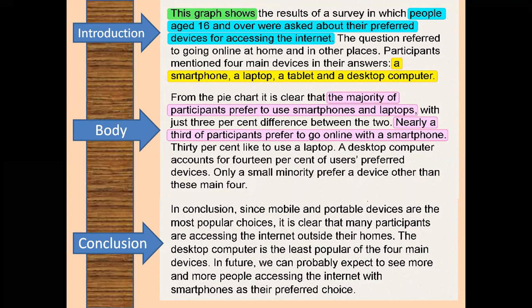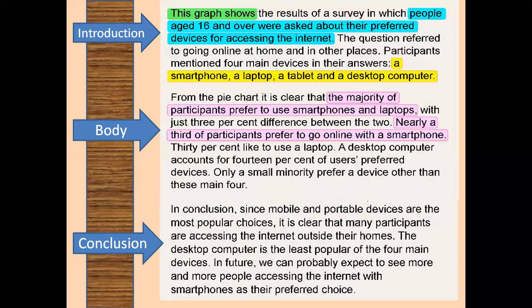Then come to body. In body, first of all, you will individually give the detail, and then you will give a comparison study. From the pie chart, it is clear that the majority of the participants prefer to use smartphones and the laptop. Means which are the devices used maximum by the users? That is smartphones and laptop. And what is the difference between the number of people who are using smartphone and laptop? That is only 3%, because laptop is used by the 30% users and smartphone is 33. So what is the difference? This is a 3%. First we have given about what is maximum, and then we have given the comparison.